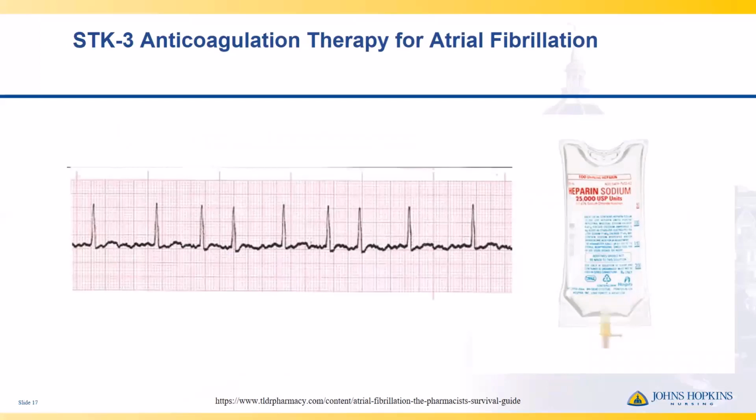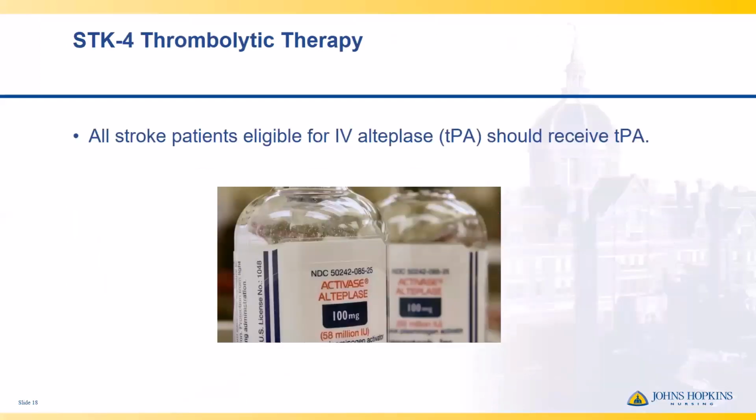STK number 3 is that for patients that have atrial fibrillation, they are started and treated with anticoagulation. And if it's not appropriate for them to be anticoagulated, there is documentation by the provider as to why. STK4 is thrombolytic therapy, so that all patients that show up to the hospital that are eligible for TPA should receive TPA.